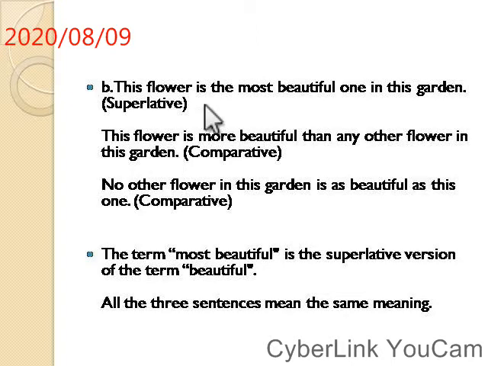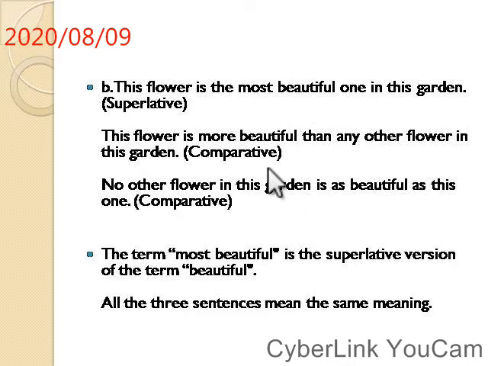Superlative. When we write it in comparative, this flower is more beautiful than any other flower in the garden. No other flower in the garden is as beautiful as this one. So this is very simple, but try to catch the sentence pattern. If you get the sentence pattern, you can write any comparison easily. Okay. Beautiful, more beautiful, most beautiful.